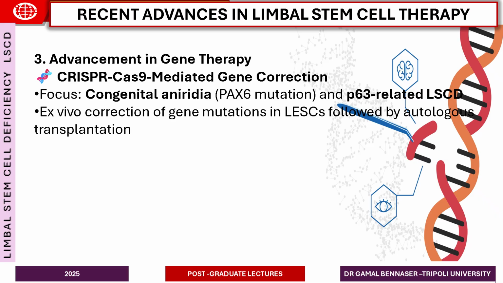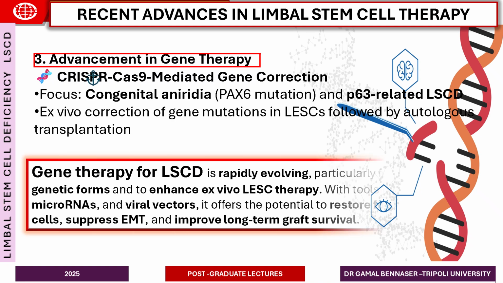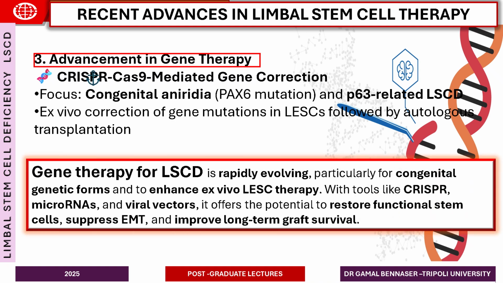Now we come to the third line of advancement in limbal stem cell therapy, which is the advancement in gene therapy and the modulation of mutations in the genes, especially in genetic diseases like congenital aniridia and the mutation related to the PAX6 gene, as we have explained before. This field is still evolving and it aims to improve the survival and the differentiation of the limbal stem cells.